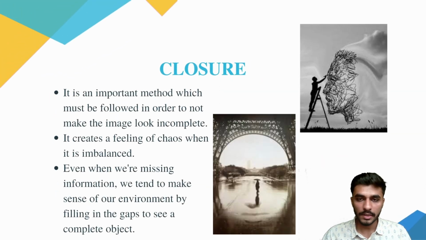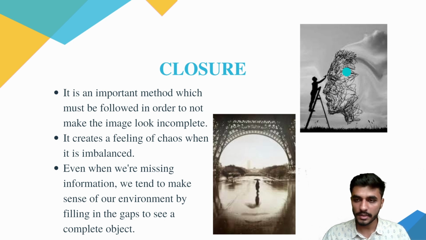The next principle is closure. Closure is a method that must be followed in order not to make the image look incomplete. If the closure principle is imbalanced, it will create a feeling of chaos in the photo. This property is such that even if we are missing some important information in the photos, we will create the photo ourselves in our mind.